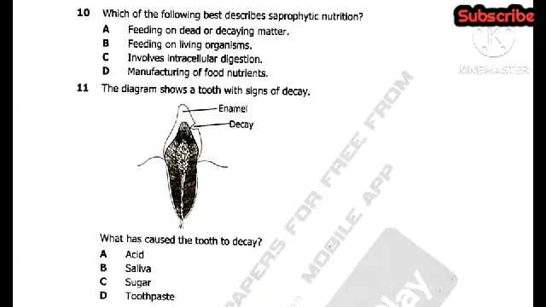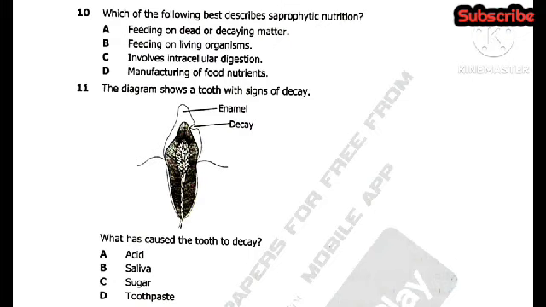Number 10. Which of the following best describes saprophytic nutrition? Saprophytic nutrition, the answer is A. Reason being, this is the mode of feeding in which living organisms feed on dead, rotting, or decaying matter. For example, mushroom feeds on what? On decaying leaves.